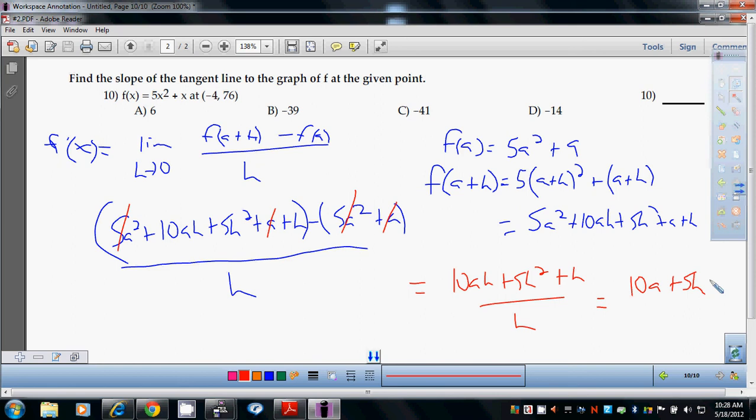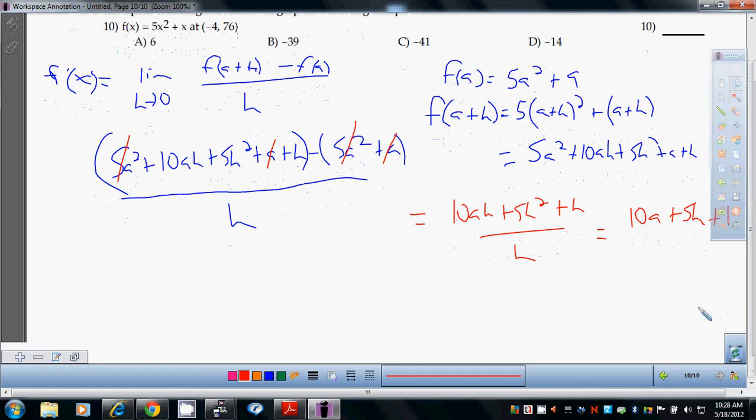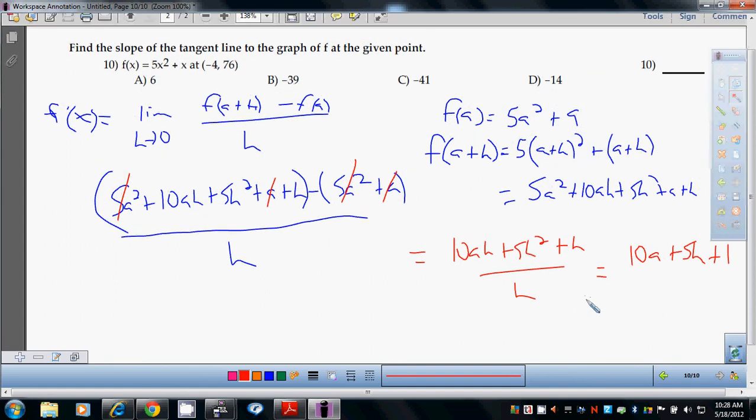We canceled an h. See, I took h out of both of those. Plus 1. That's right. H divided by h doesn't just vanish into thin air. It becomes plus 1.